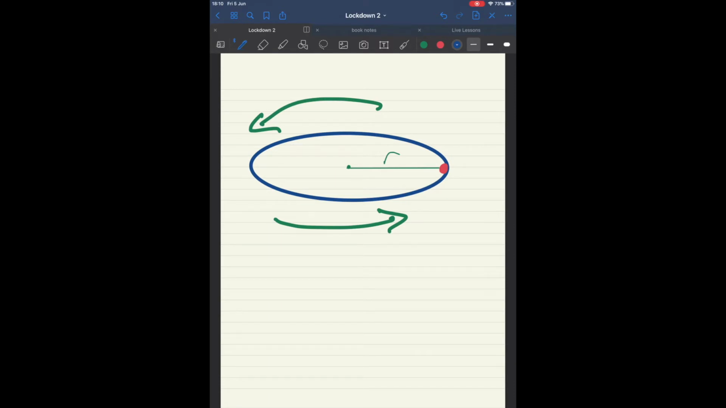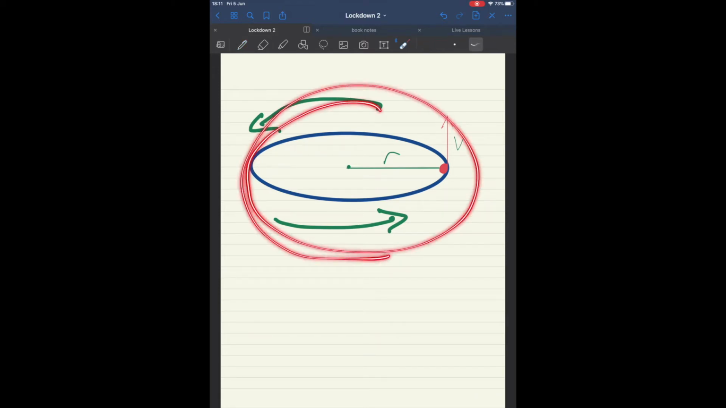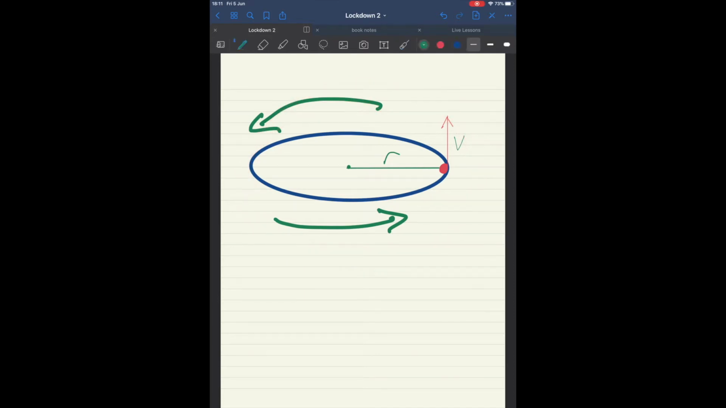Now, let's take this point here. See that little dot? That dot has 2 types of velocity. It has a linear velocity, which is how many meters per second it's travelling. But at the same time, as it moves in a circle, going round and round, it has an angular velocity. We write that as omega, not a W, omega.